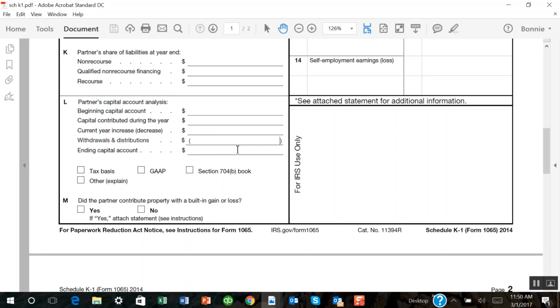And then you end with his ending capital account. Now, item L may or may not be on a tax basis, and I think the instructions tell you what to list here. They give you whether it's on a tax basis, on a GAAP basis, a 704(b) book basis, or other. But it's very often not on a tax basis, which means that his ending capital account here would not be the same as his ending outside basis in the partnership, okay? And the difference would be the book-tax differences in the partnership, which I'm going to explain in a minute to you, okay?